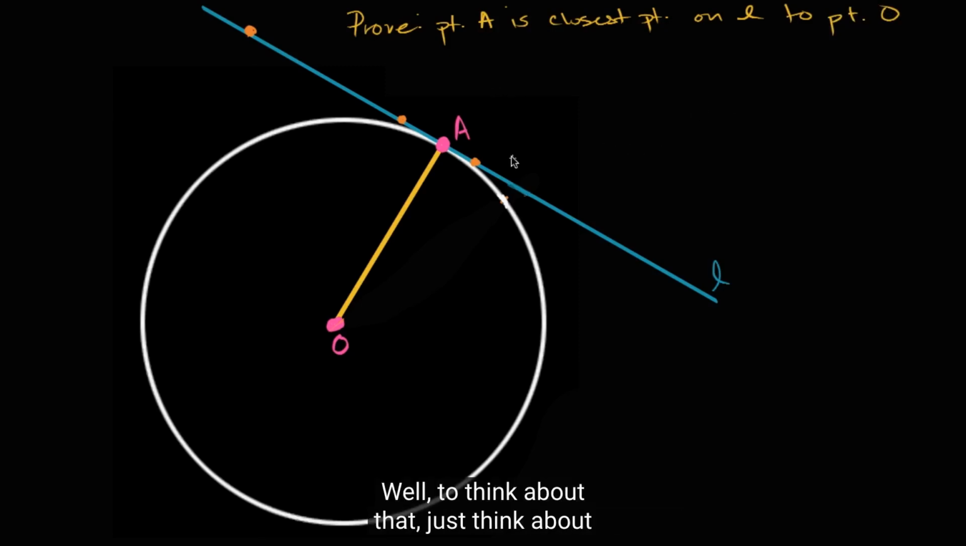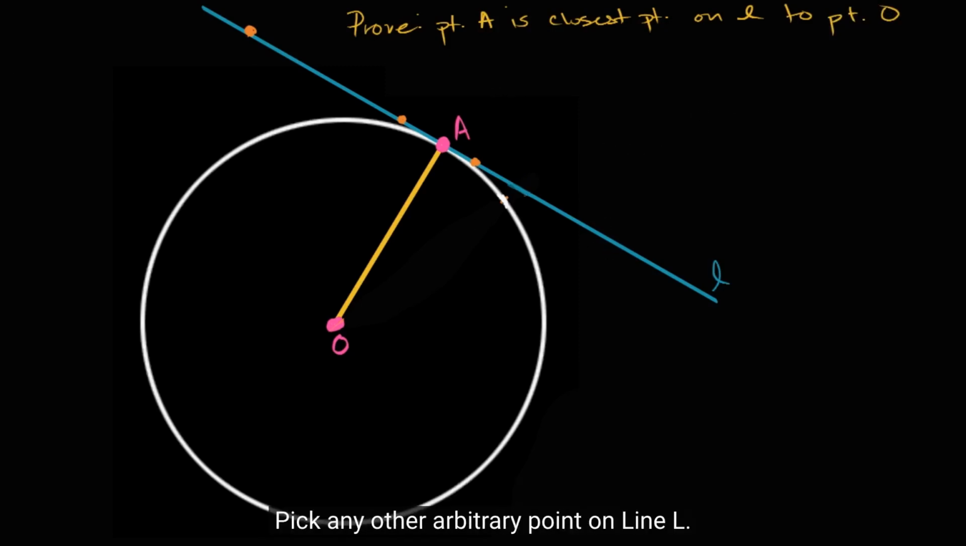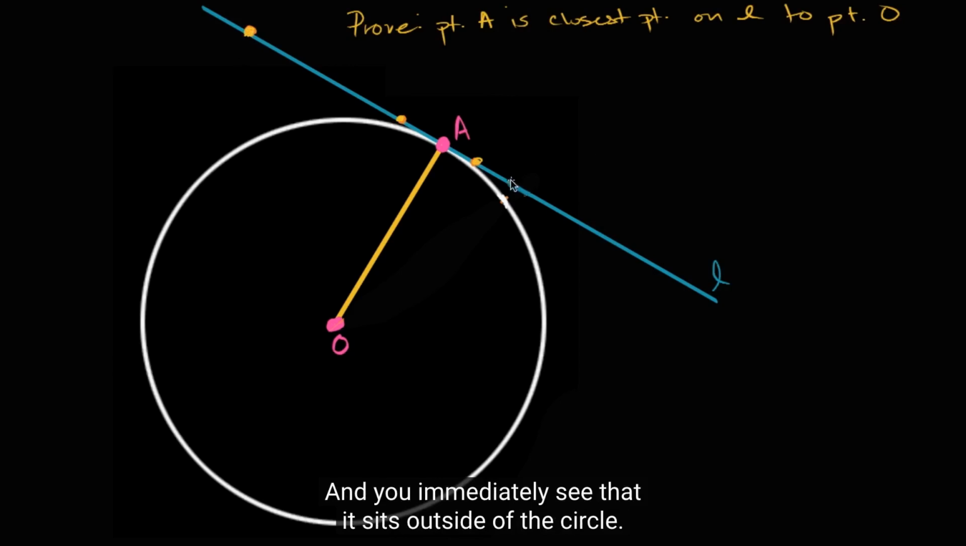Well, to think about that, just think about any other point on line L. Pick any other arbitrary point on line L. It could be this point right over here. And you immediately see that it sits outside of the circle.